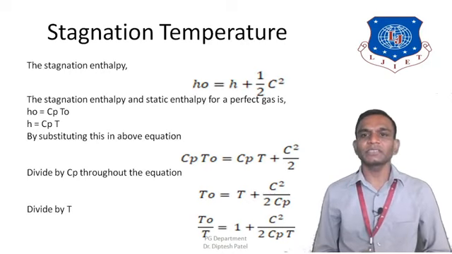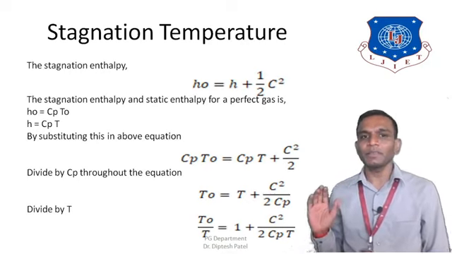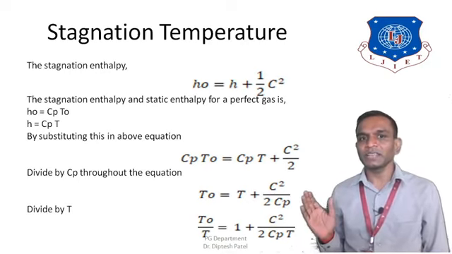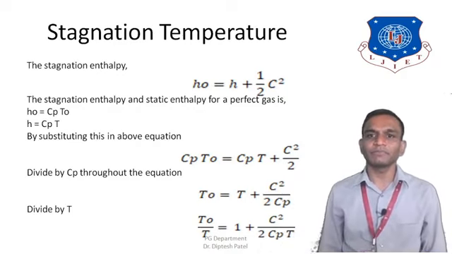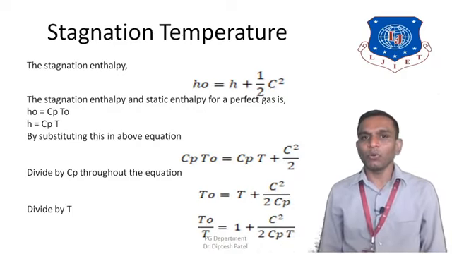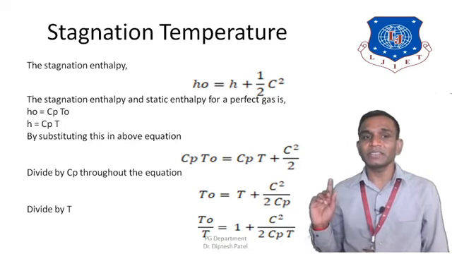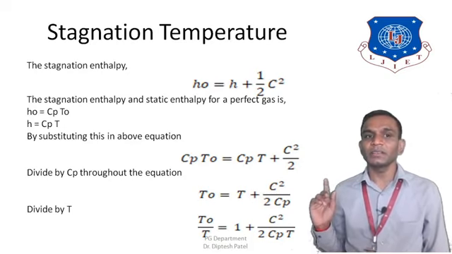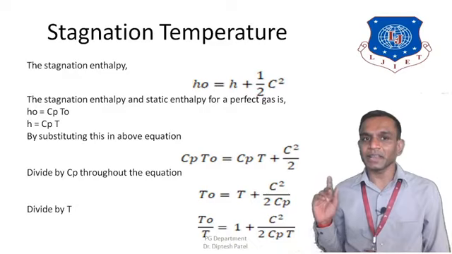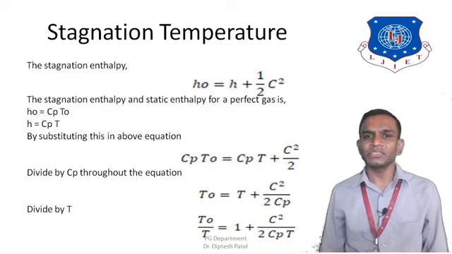So, let us begin with the stagnation enthalpy. Since it was derived in the previous lecture, H0, which is the stagnation enthalpy, is equal to h plus 1 divided by 2 C square. In this, we know H0 is the stagnation enthalpy, h is the static enthalpy, while C is the velocity.